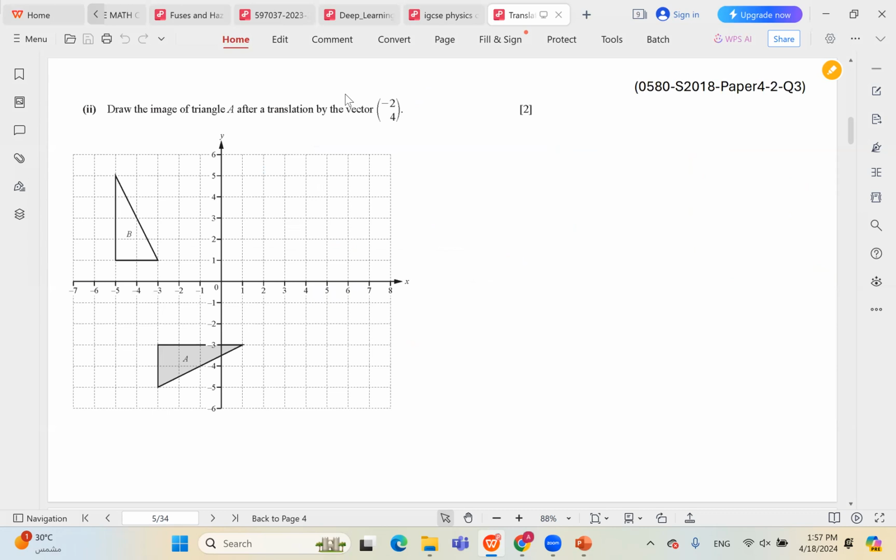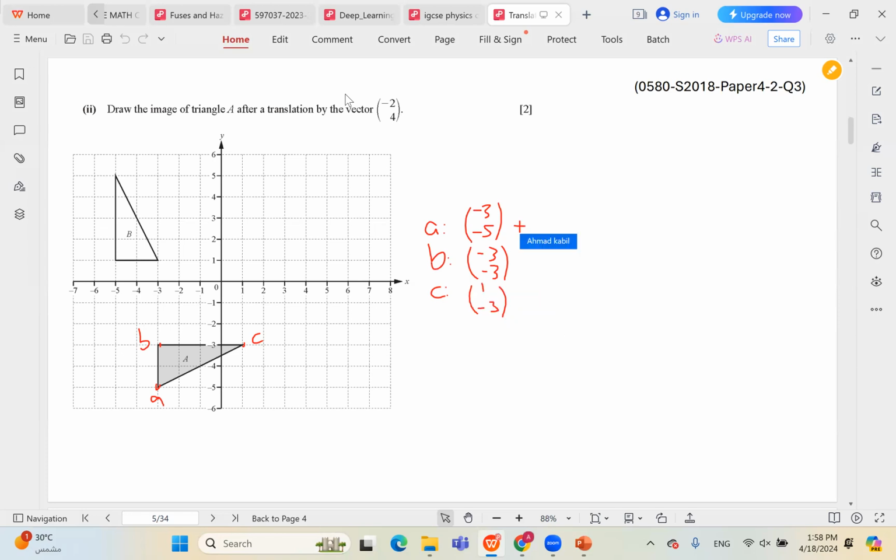Draw the image of triangle A after a translation by the vector -2 and 4. So again, let's call this A small, B small, C small. I'm just going to write them as vectors straight away. So A, B, C. A is -3, -5. B is -3, -3. And C is 1, -3.